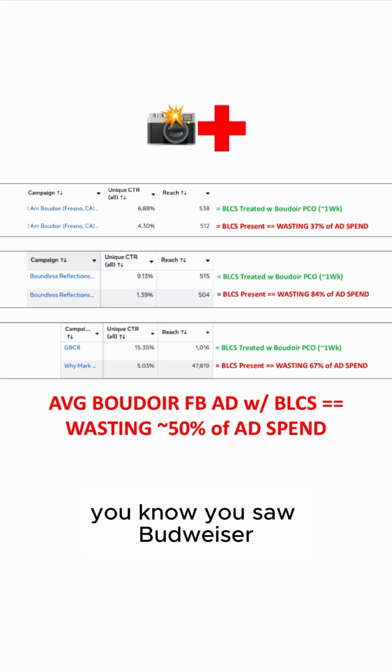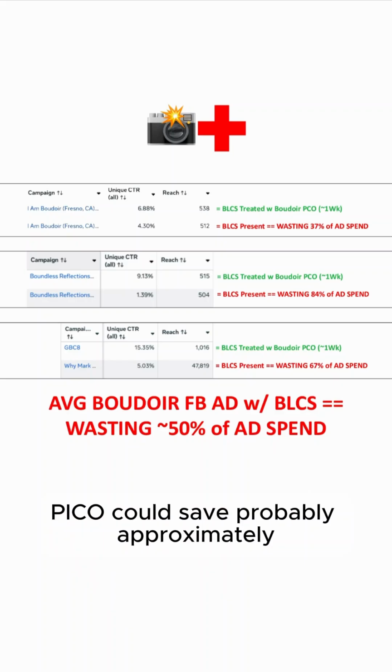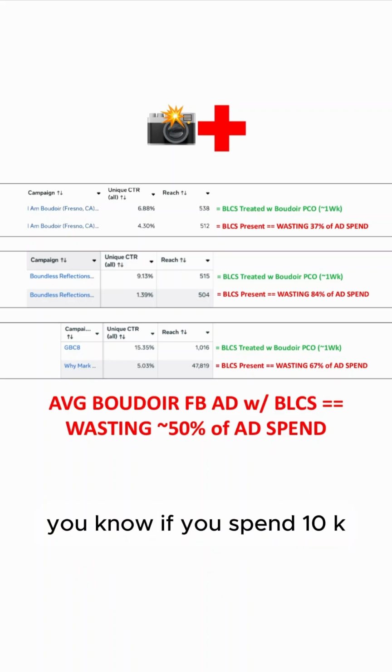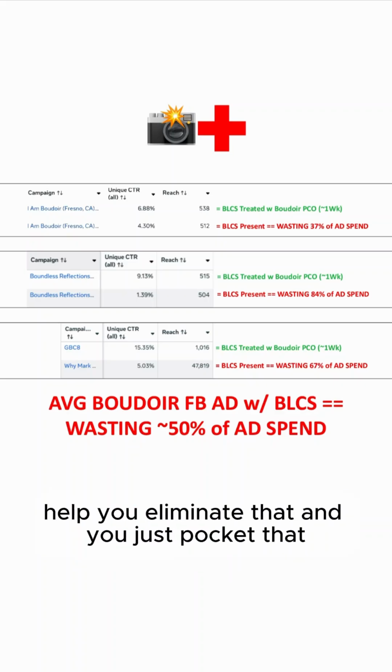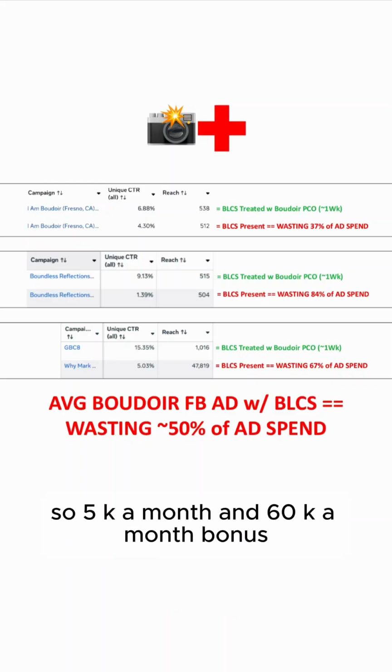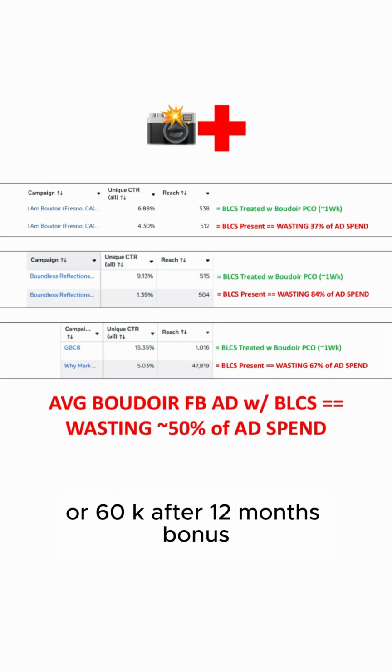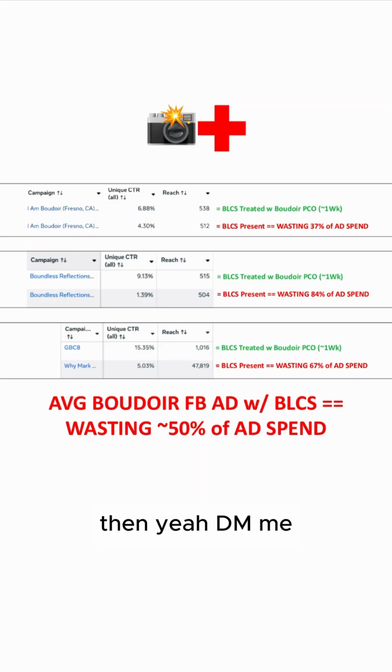If you want this outcome, you saw Boudoir Pico could save, approximately, if you're spending 10K, approximately 5K a month. It can basically eliminate that wasted ad spend, and you just pocket that, you don't have to spend it. So 5K a month, or 60K bonus after 12 months. And so if you want that outcome, then yeah, DM me.